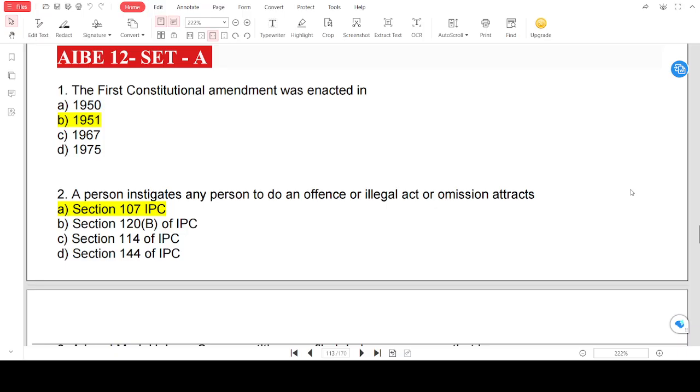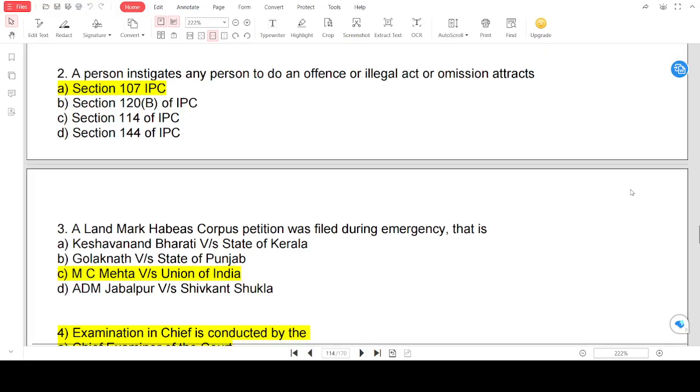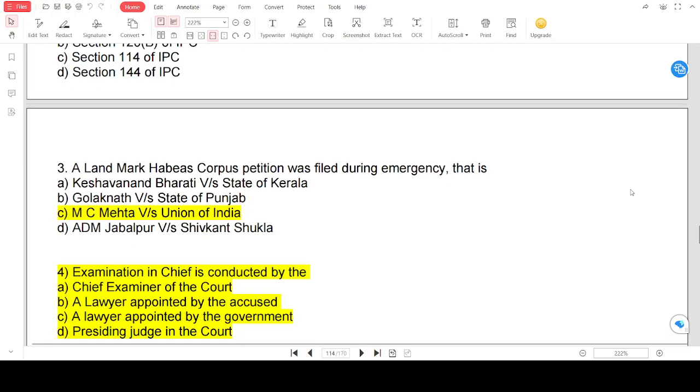The first constitutional amendment was enacted in 1951. A person instigates any person to do an offense or illegal act or omission at Section 107 IPC. A landmark habeas corpus petition was filed during the Emergency, that is MC Mehta vs. Union of India.